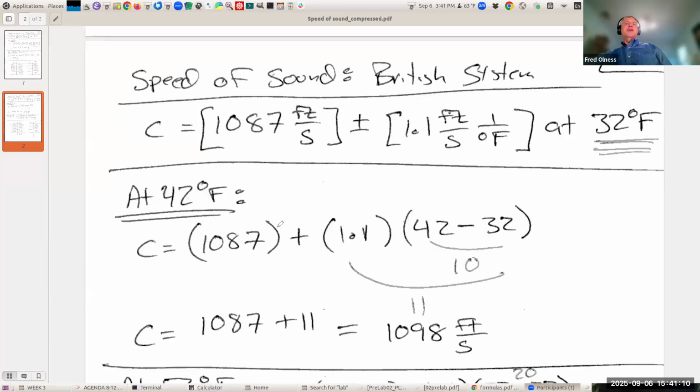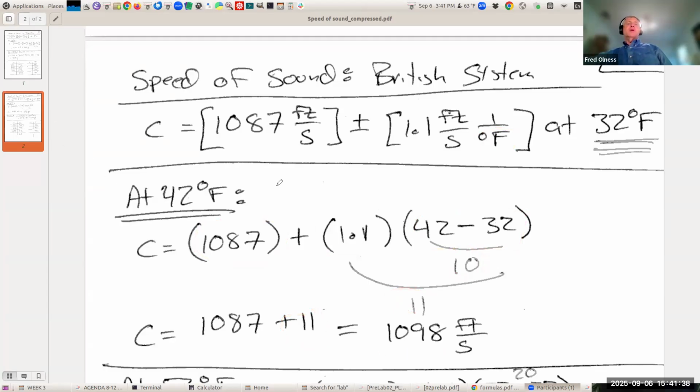So at 42 Fahrenheit, we have 1087 feet per second, and I multiply by 1.1 feet per second per degree Fahrenheit. And then because my reference is 32, I'm at 42, but I have to reference that to 32. So I need 42 minus 32. That gives me 10. And 10 times 1.1 is 11. And then I have 11 plus 1087 is 1098.